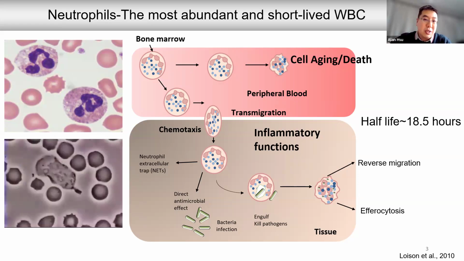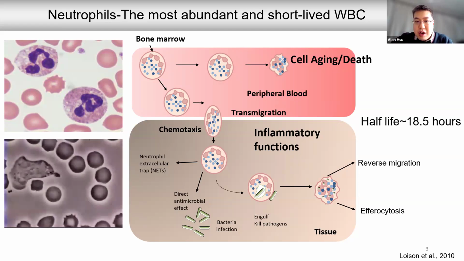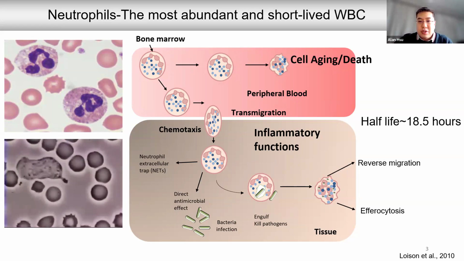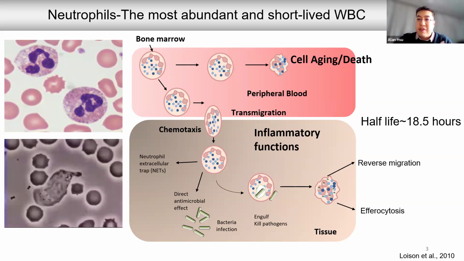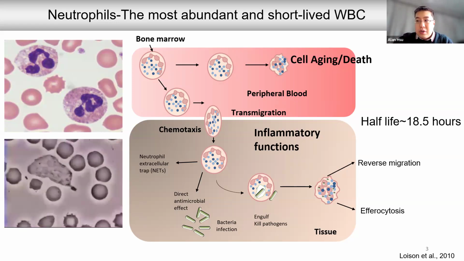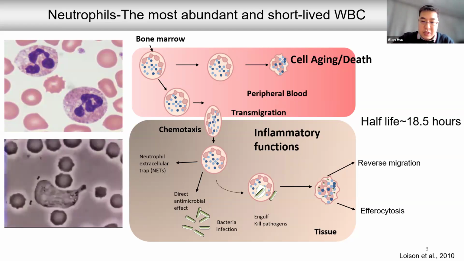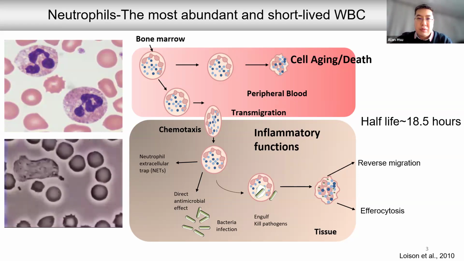It's not only humans. Mice, zebrafish, neutrophils all have a very short half-life. So the fundamental question is, do they need to die to prevent something? Or does their death serve a function? Or maybe both. So that's basically the central question that we're trying to answer.